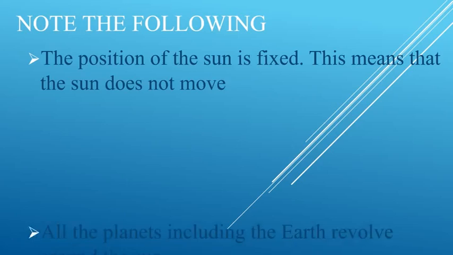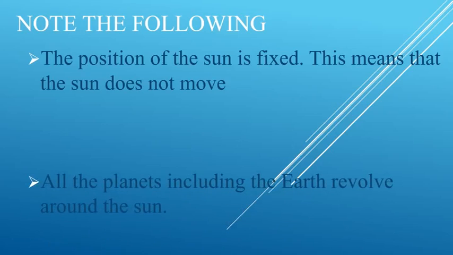So let's take notice of the following. The position of the sun is fixed in the solar system. This means that the sun does not move. Now, in the solar system, you have one big sun and you have 8 planets that revolve around the sun. The sun does not move, it is stationary. But the other planets, including Earth, revolve around the sun. All the planets, including the Earth, revolve around the sun.